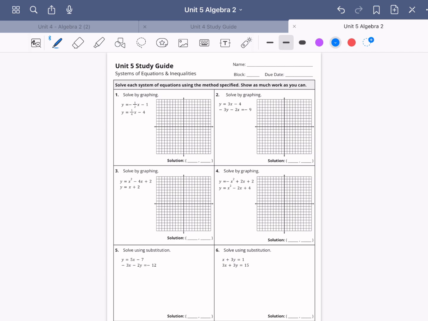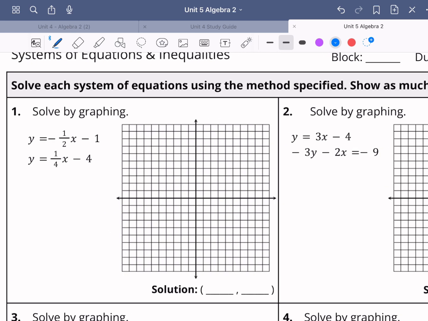In this video, I'll be going over the Unit 5 study guide. So in the first part here, we are solving by graphing. Remember, to solve means we're looking for a solution. And that solution is where the graphs intersect visually.